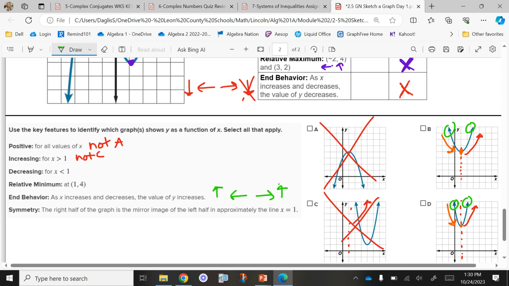Symmetry. The right half is the mirror image to the left half, where x equals 1. I already drew that, didn't I? Yeah. Are they both symmetrical? So guess what? It's both of them. So B and D. All right. Good job.